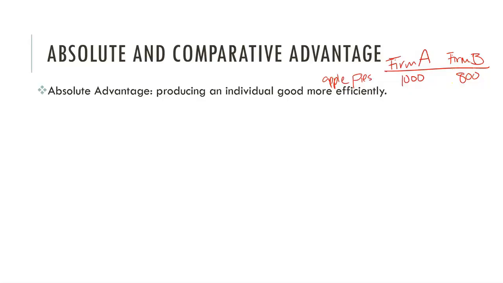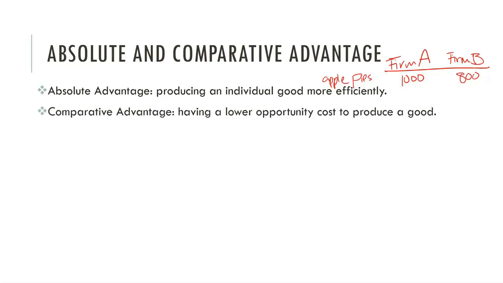Firm A has the absolute advantage. They can produce more pies than firm B, right? They're more efficient. In the same amount of time, they can produce more pies than their competitor. So this is absolute advantage. When we're talking about countries, larger countries tend to have an absolute advantage in certain products over others. They can just produce more than someone else.